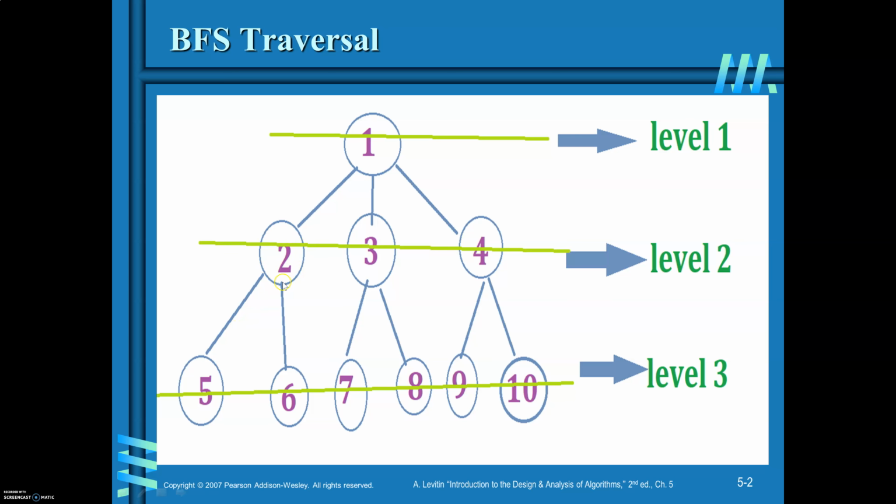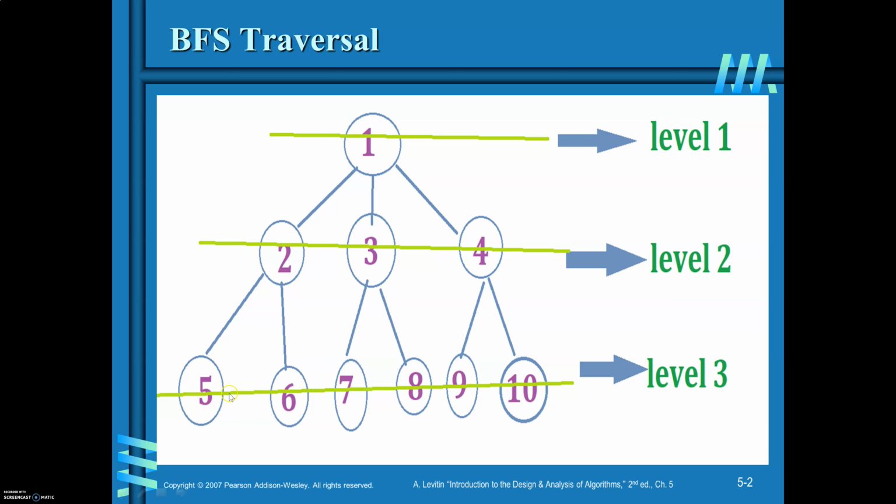For 2 again, adjacent vertices are 5, 6. Now remove this from the queue. Now in the front 3 is there. Adjacent vertices of 3 are 7, 8. Push them into the queue. Since all the adjacent vertices of 3 are explored, remove 3 from the queue. Again, what will be there in the front now? 4. So for 4, the adjacent vertices are 9, 10. These are pushed into the queue. So now with that, remove this.